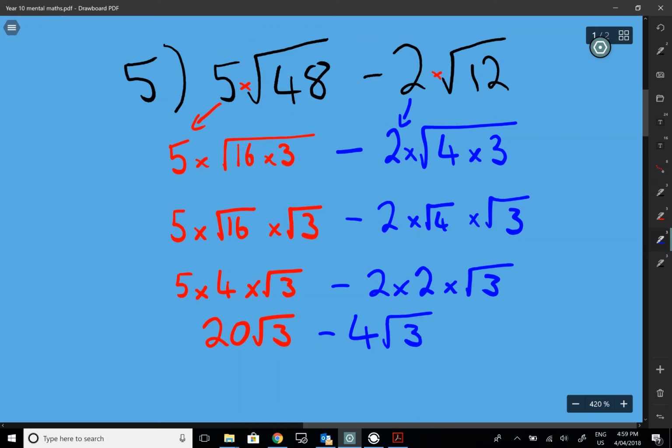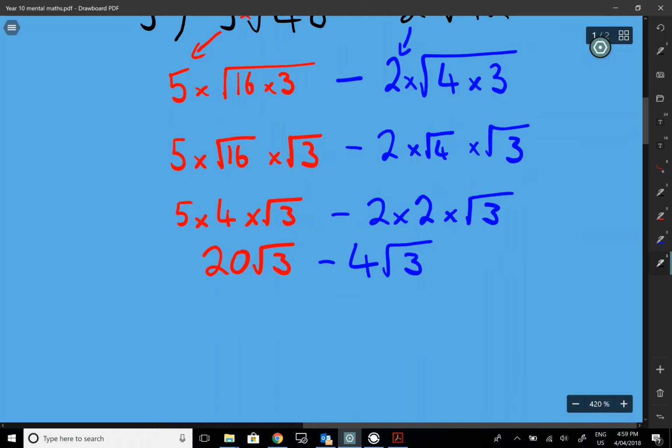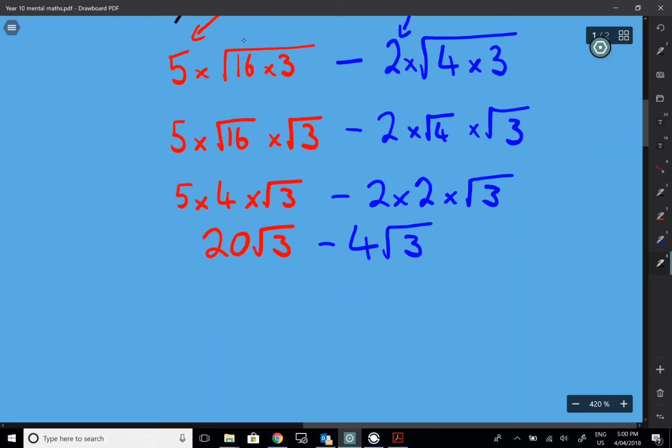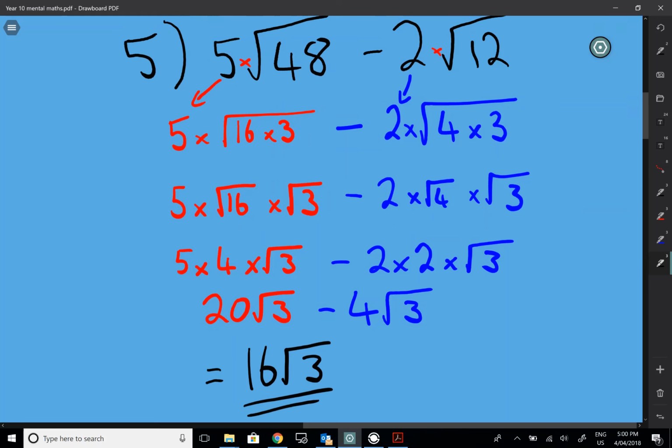Then this is just like the question before. I now have a root 3 and a root 3, so I can simply do 20 minus 4, 16 root 3. And that is my answer. So from 5 times the square root of 48, take away 2 lots of the root 12, this then becomes my final answer.